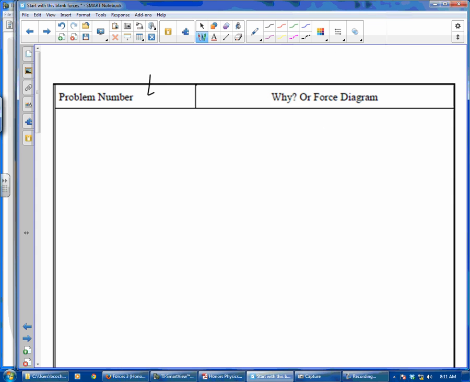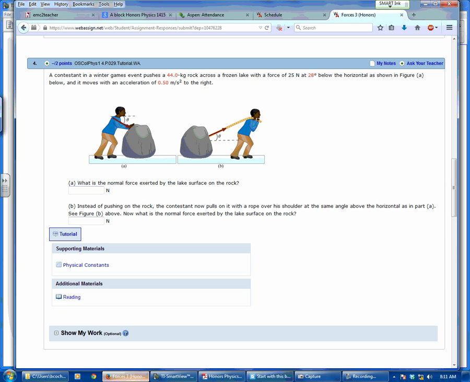So we're going to do number 4 now. Let's see. It says a man pushes a rock across a frozen lake, with a force to the right. What's the normal force? Then he pushes the rock, and now pulls it with a rope over his shoulder at the same angle above the horizontal as in part 1. What is the normal force exerted by the lake surface on the rock? That's a good problem.